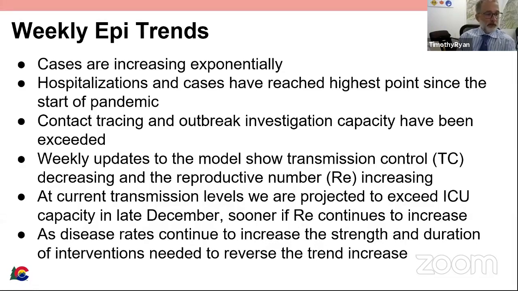So as the disease rate continues to increase, the strength and duration of our interventions needed to reverse the trend need to increase. So when it gets to be so bad, there's only really a couple things that we can do to help even begin to reverse the trend in what we're seeing.